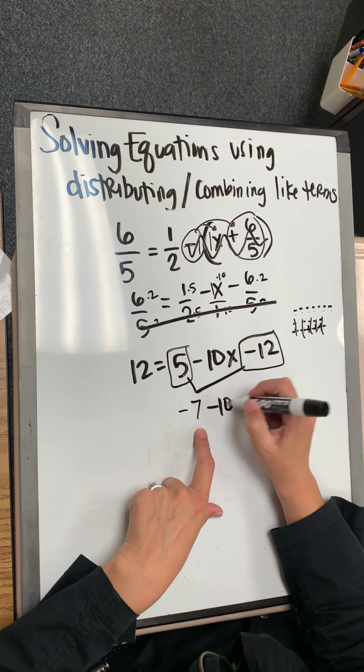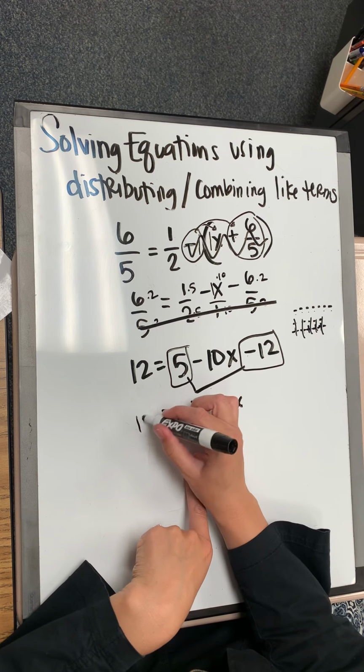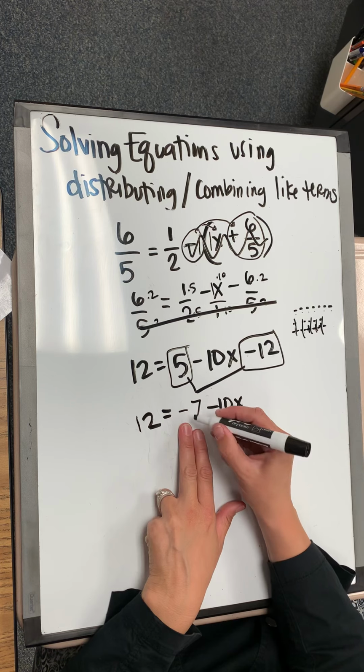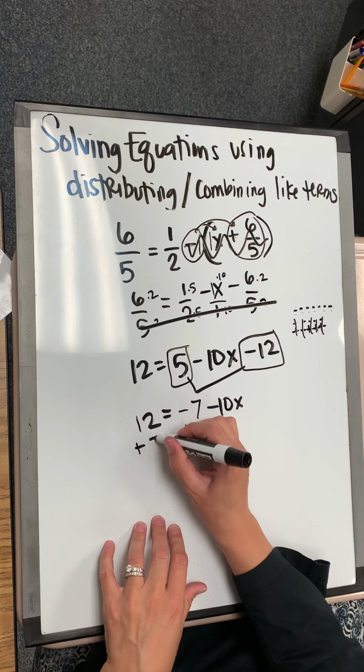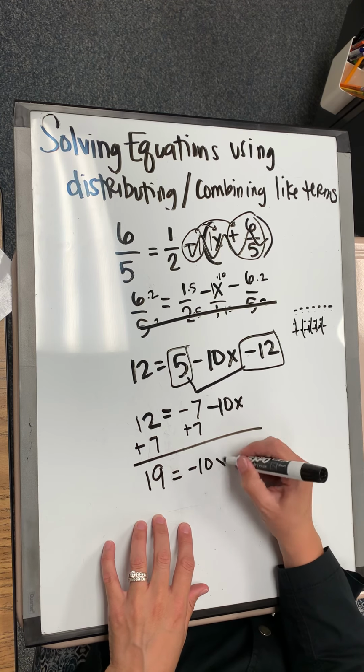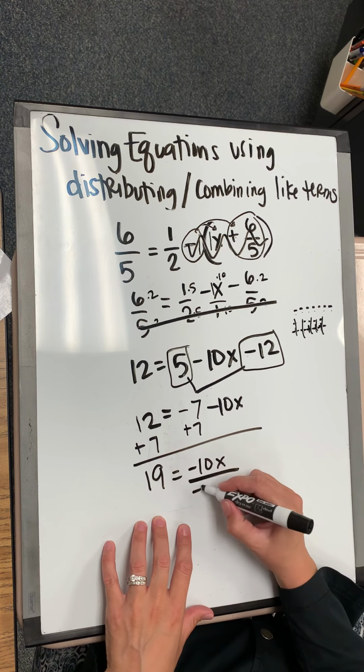And then I drop what I still have on that side. This right here is 2 steps. My first step is getting rid of what's not with my variable. This is my stranger. Add 7. I have 19 is equal to a -10x. And then divide by a -10.